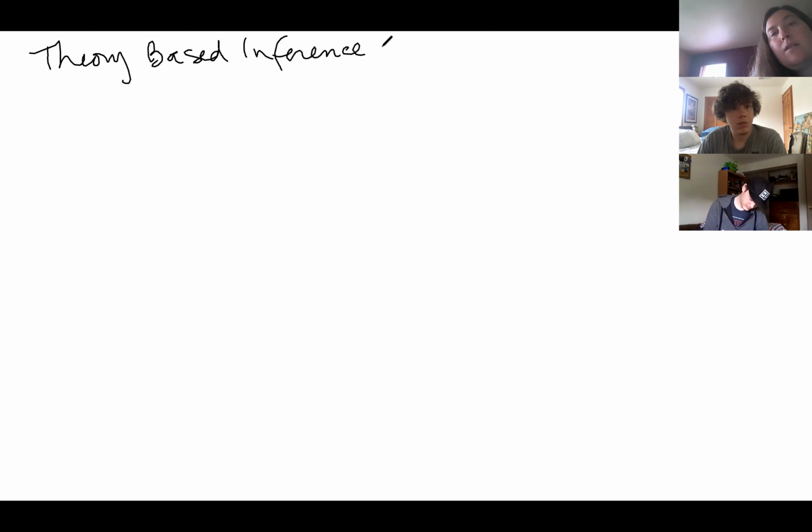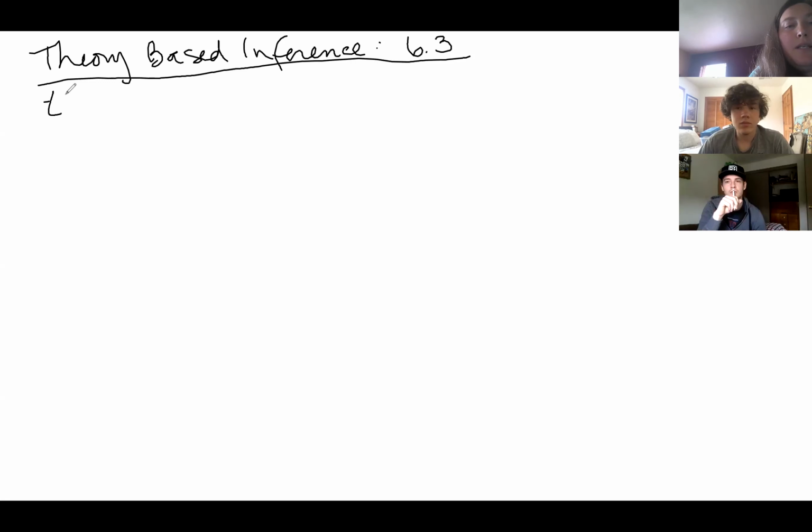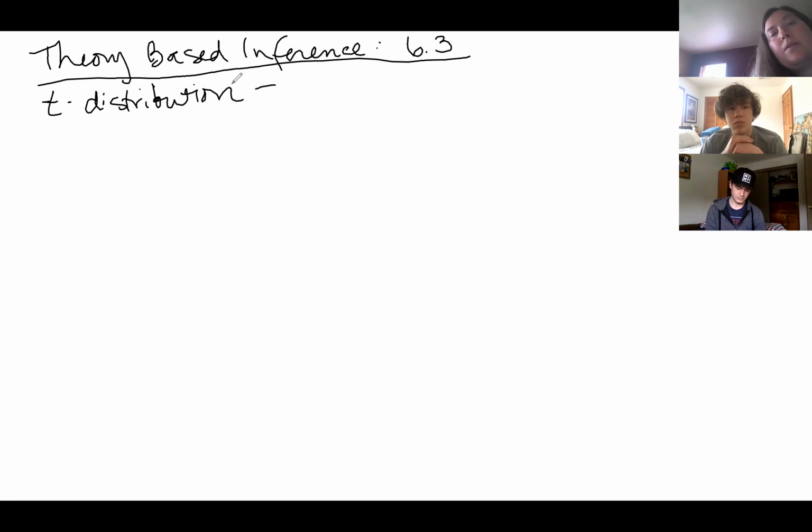So if we think about theory-based inference, this is where we're looking at formulas. This is going to be your section 6.3. For theory-based inference, we use the t-distribution instead of the standard normal distribution when we have quantitative variables. So we're going to use a t-distribution for this study. And our standardized statistic changes a little bit.